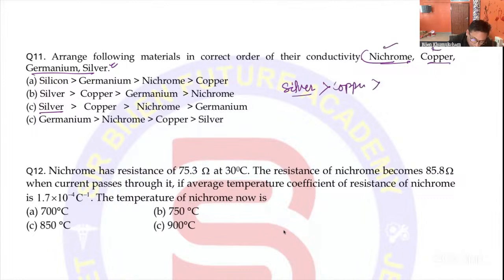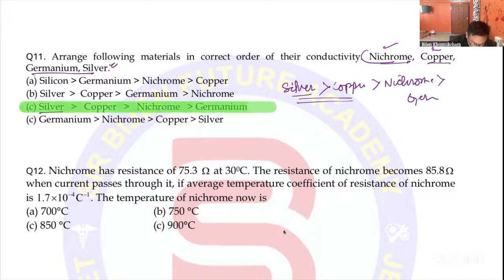The first two are very simple and clear. Some may confuse between nichrome and germanium. Nichrome is a conducting alloy, and germanium is a semiconductor. So compared to a semiconductor, nichrome will definitely have better conductivity. Clear? Good. So the order is silver, copper, nichrome, and germanium. Option number C. Good.